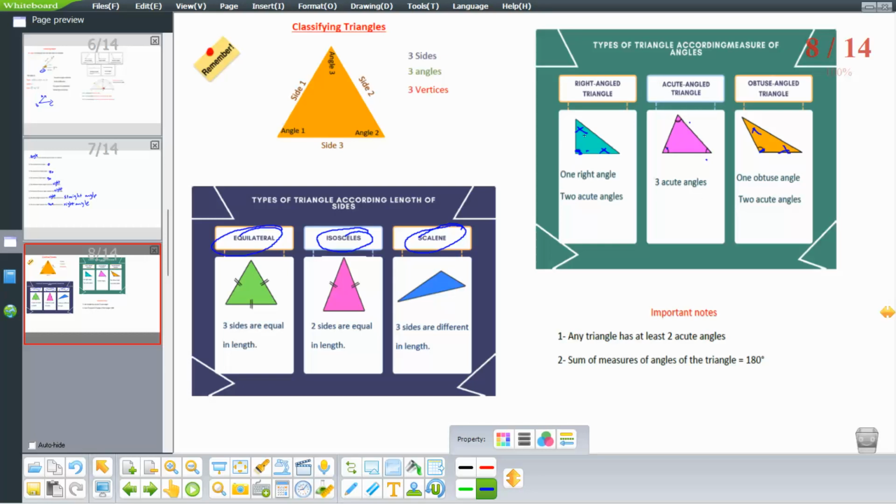So the right angle triangle has one right and two acute. The obtuse angle triangle has one obtuse and two acute. The acute angle triangle has three acute angles. From this, we know that any triangle has at least two acute angles. And the sum of the measures of the angles of any triangle equals 180 degrees.